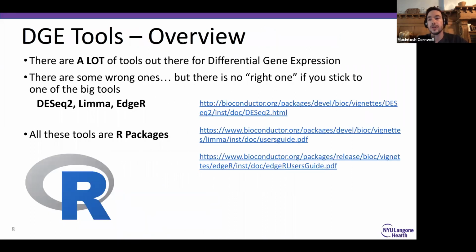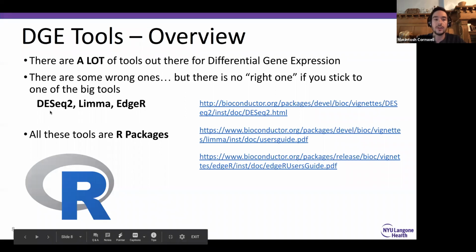So there are a number of differential gene expression tools out there. And frankly, if you pick one of the good ones that people tend to use, there really isn't a right answer. I will say though that because there are so many, there are some that are kind of defunct and out of play anymore that are frankly the wrong answer. But if you stick with one of the big three of DESeq2, limma, or edgeR, you'll probably be fine.